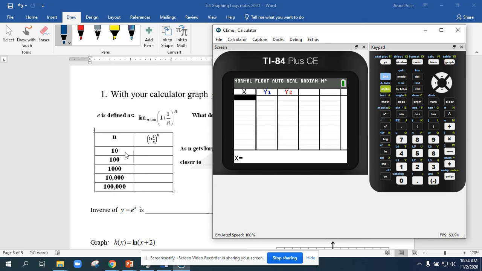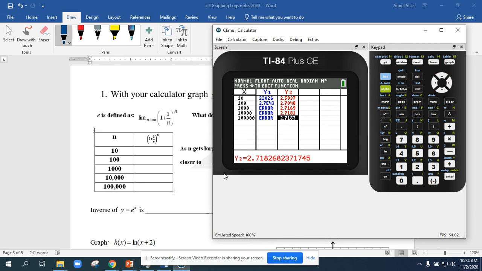Then I'm going to go to table. So let's see what happens when I plug in 10, and we're actually looking at y sub 2. So I plug in 10, hit enter. When I plug in 100, hit enter. When I plug in 1,000, we're going to see that it starts plateauing towards a number. And what's my next one? 10,000, and then 100,000.